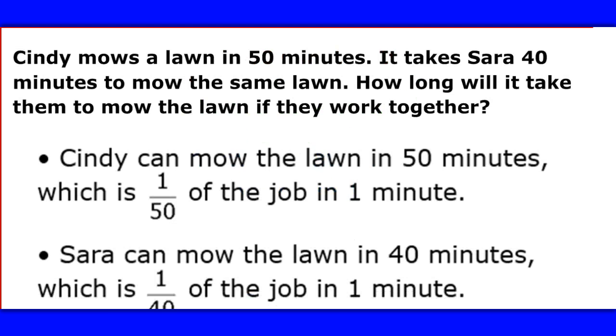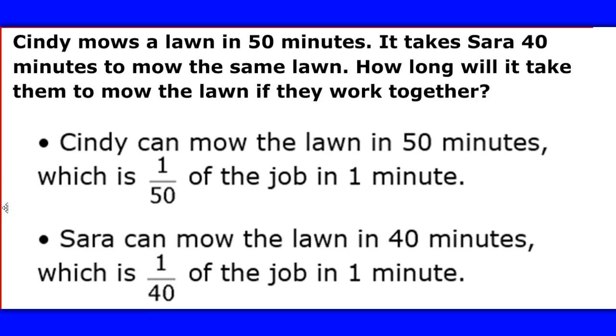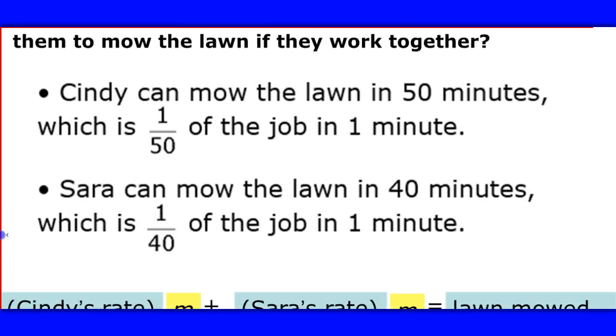Okay? Here's a little word problem for us. Cindy mows a lawn in 50 minutes. These are great problems. It takes Sarah 40 minutes to mow the same lawn. How long will it take them to mow the lawn if they work together? The trick here is to give them a job rate. Cindy can mow the lawn in 50 minutes. Therefore, she mows 1/50th of the lawn every minute. Sarah can mow the lawn in 40 minutes.